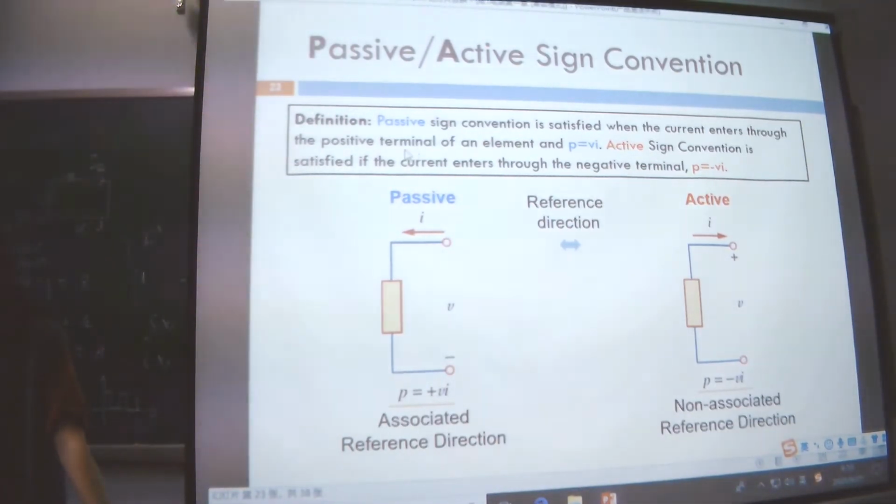Okay, now we're going to see the passive and active sign convention. I talked a little bit about it before, okay? The passive sign convention is satisfied when the current enters through the positive terminal, and p equals vi. The active sign convention is satisfied if the current enters through the negative terminal. So our p equals -vi.